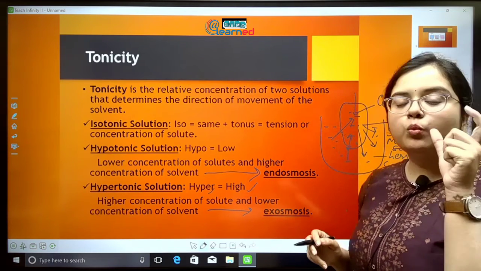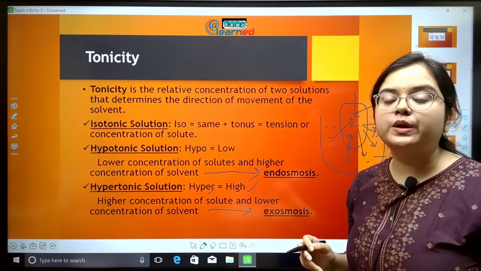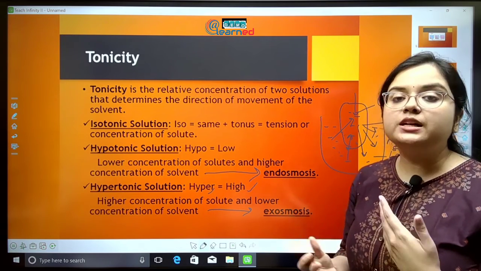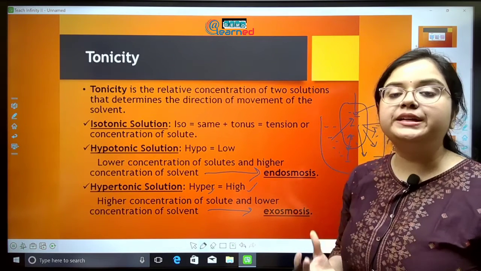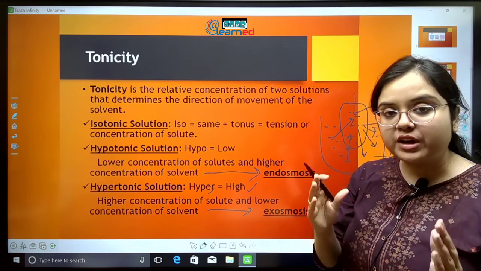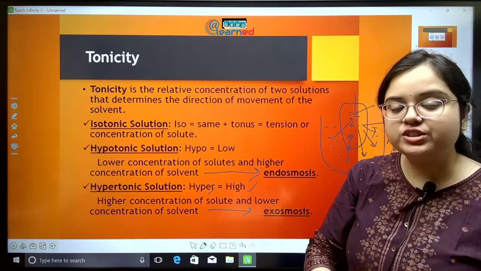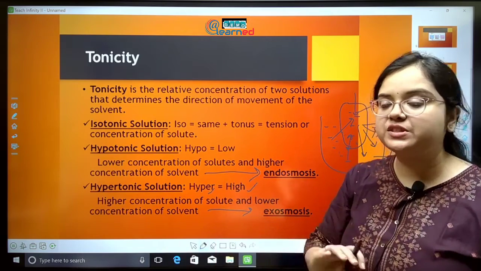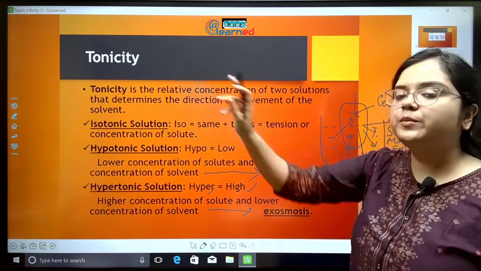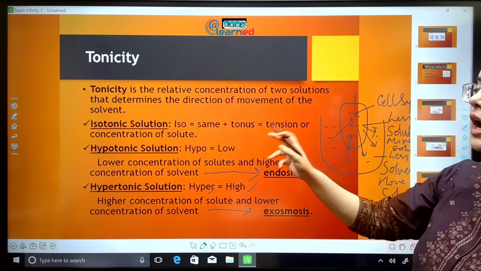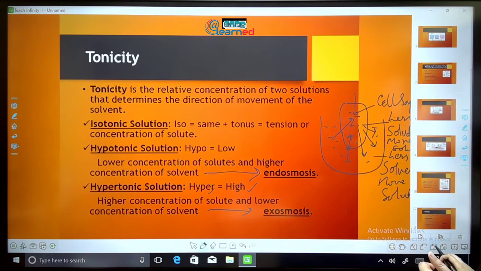Tonicity, it is one important term to understand which mediums we use, which kind of medium. So we are talking about the transportation from which cell to which cell, from a less concentrated cell to a highly concentrated cell or vice versa. Those understandings come from tonicity, whether it's an isotonic, a hypotonic or a hypertonic solution.